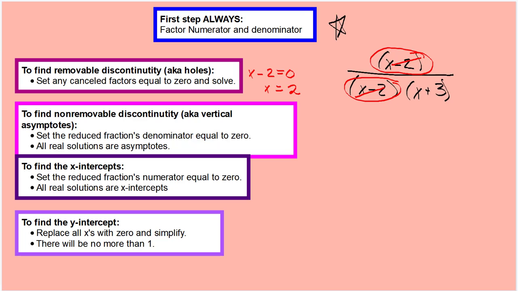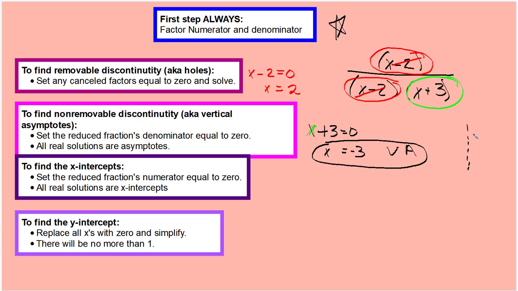A non-removable discontinuity will come from your denominator. After everything's been canceled, whatever factors are left in your denominator, you'll set those equal to 0. And that is where you will have a vertical asymptote. So x equals -3 will have a vertical asymptote. That means the graph will get close to but not cross that line. We'll talk about graphing later. We're just finding all the key features first.